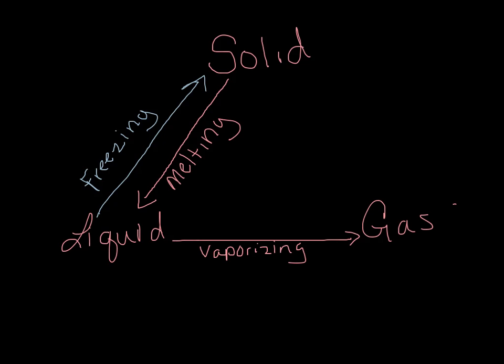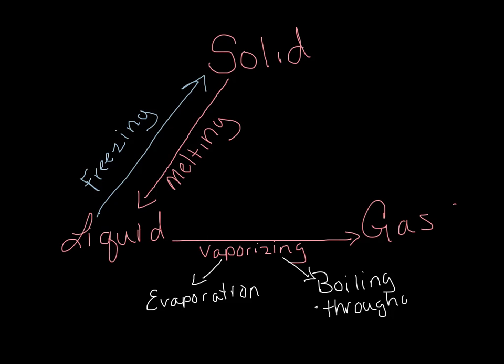And we're going to remember that there are 2 parts to vaporizing. There's evaporation and there's boiling. And boiling happens throughout the substance. That's why you have bubbles at the bottom of the pot, because that's evaporated water. And evaporation happens only on the surface. Now, if we're going to cool a gas back to a liquid, we call that condensation.